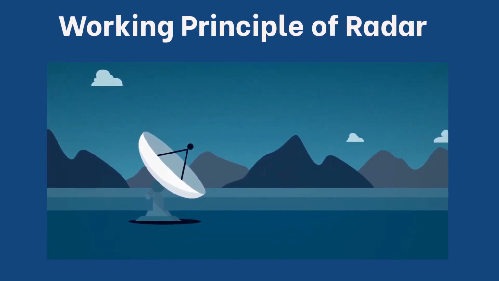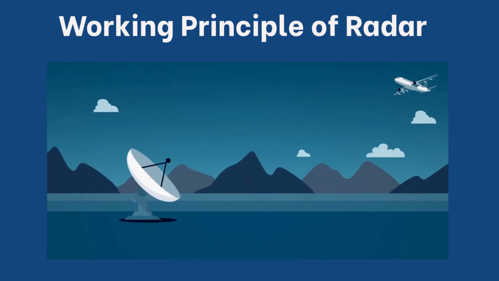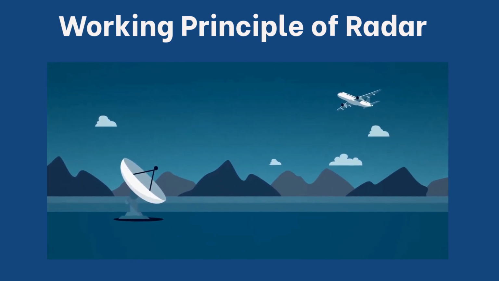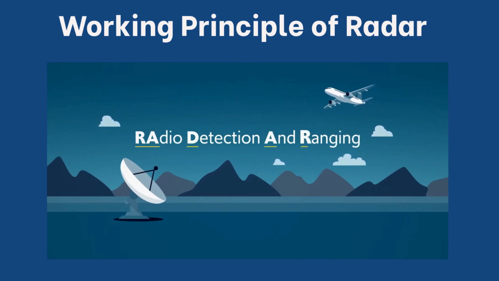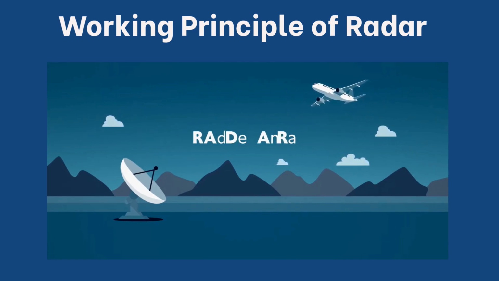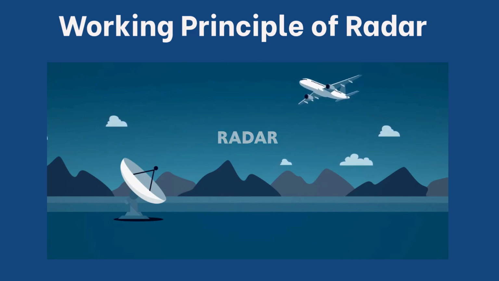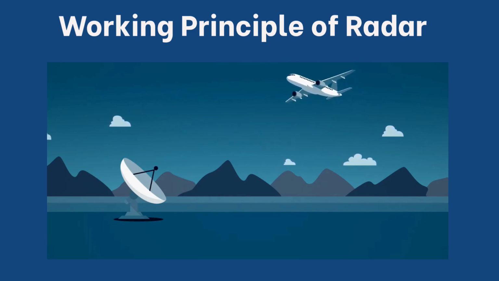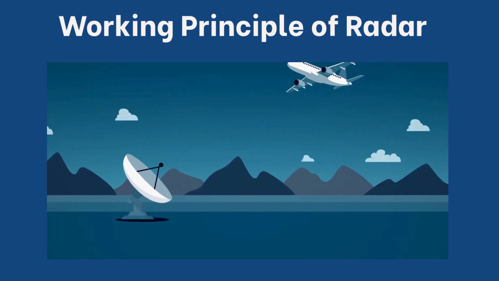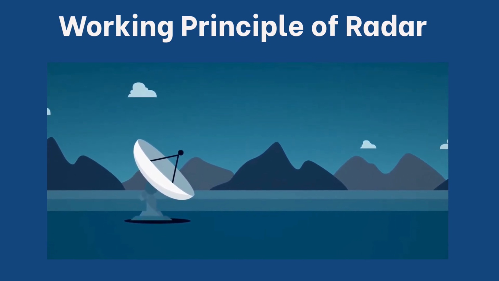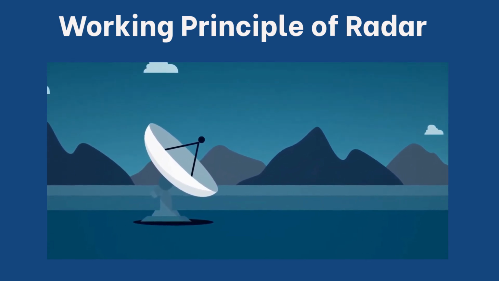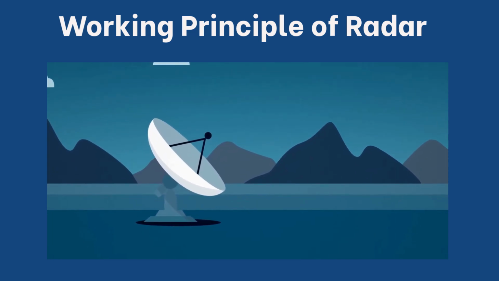The word radar was coined in 1940 by the United States Navy. It stands for Radio Detection and Ranging. Radar uses radio waves to detect the location of objects like airplanes in the sky. A device called a magnetron generates high-powered radio waves. An antenna focuses these waves into a narrow beam and continually shoots them into the sky.